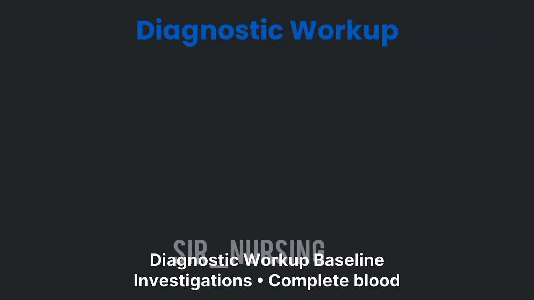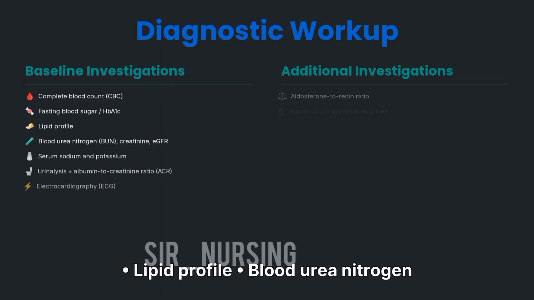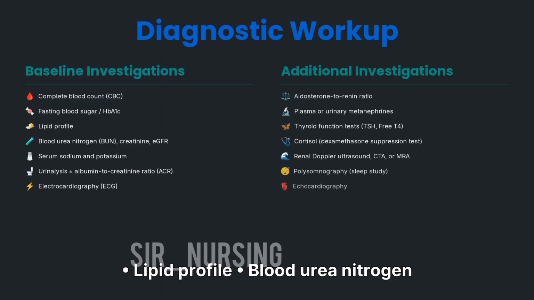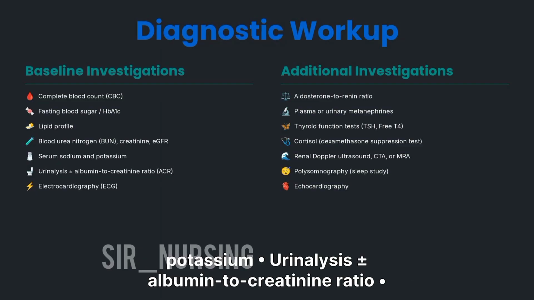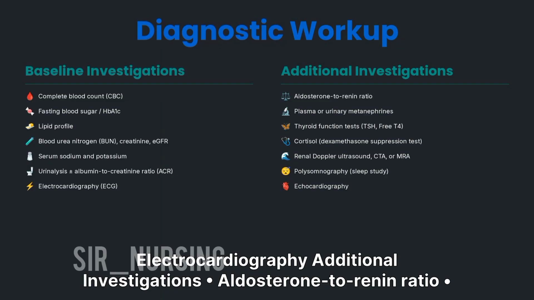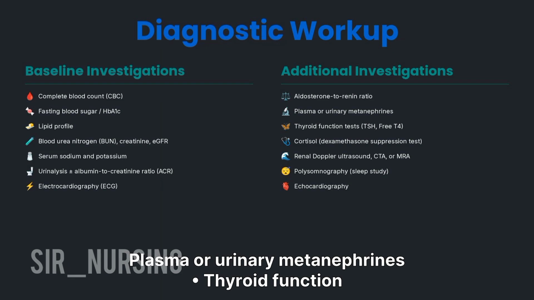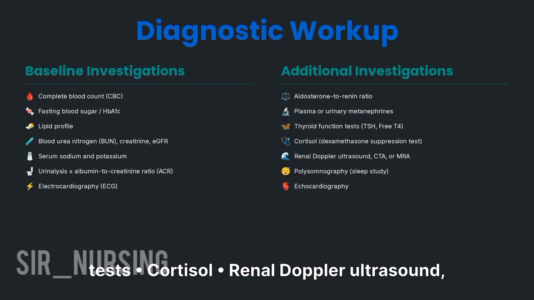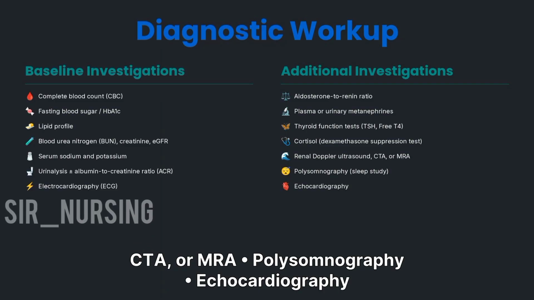Diagnostic workup, baseline investigations: complete blood count, fasting blood sugar, HbA1c, lipid profile, blood urea nitrogen, creatinine, eGFR, serum sodium and potassium, urinalysis plus albumin to creatinine ratio, electrocardiography. Additional investigations: aldosterone to renin ratio, plasma or urinary metanephrines, thyroid function tests, cortisol, renal Doppler ultrasound, CTA or MRA, polysomnography, echocardiography.